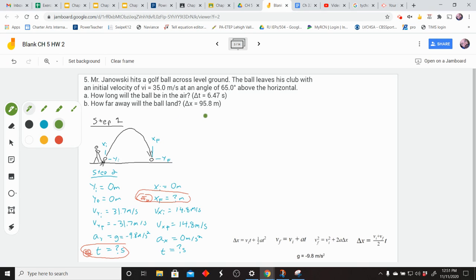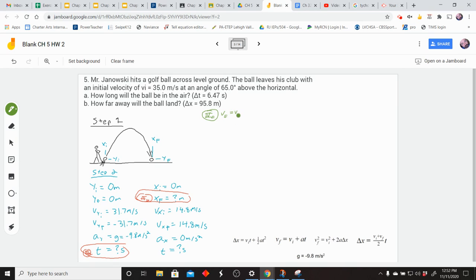So here we are with step 4 for part A. We're trying to figure out what time is. So I need to pick an equation that has time. Okay, so it could be 1, 2, not 3, could be 4. And I need to know all the other things. In this case, I have all of the other things. There are no other question marks, which means I can use the easiest one, which is equation number 2. You won't always be able to do that, but in this case, you can.